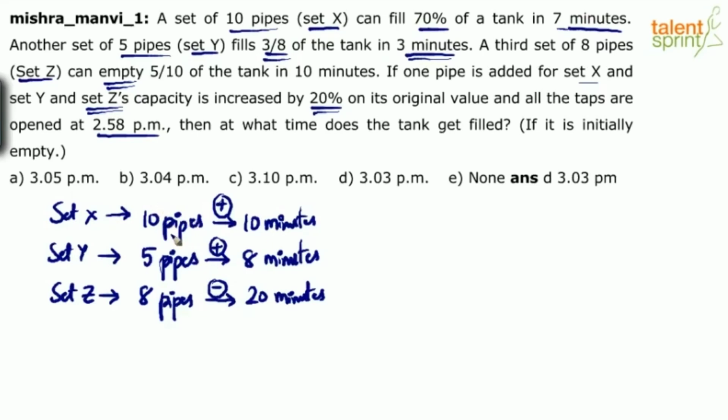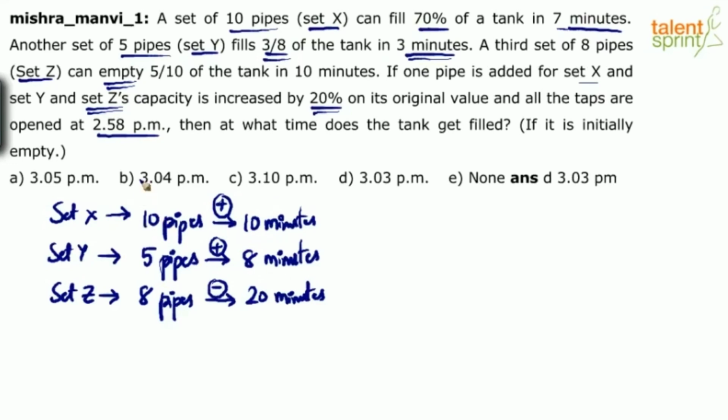Understand, here pipes are like men. 10 pipes is like 10 men, and this is time. So if 10 men can do the work in 10 minutes, 11 men will do it in less than 10 minutes. Are you able to follow? If 10 men can do it in 10 minutes, 11 men will do it in less than 10 minutes, right? So you cannot say 11 minutes there as the answer.